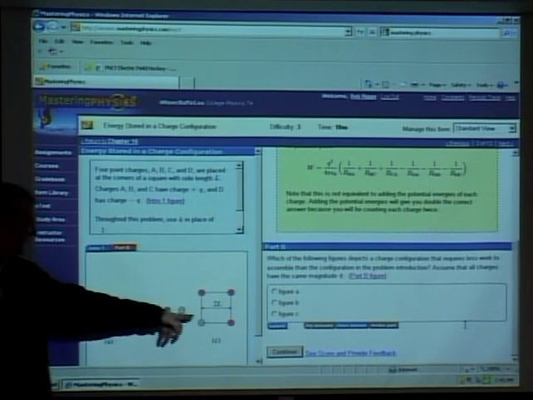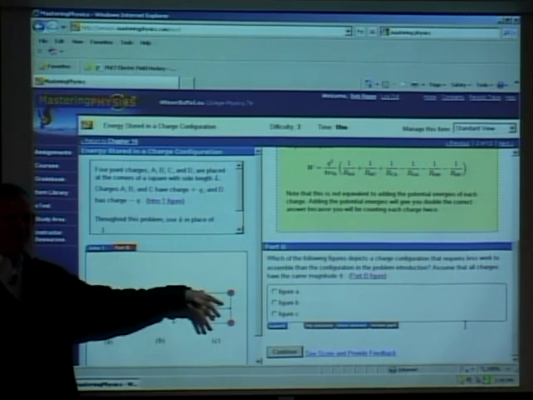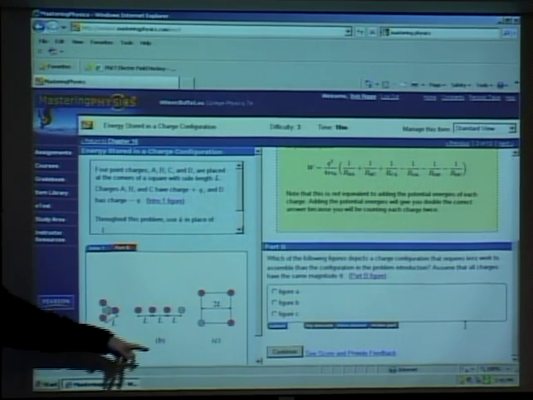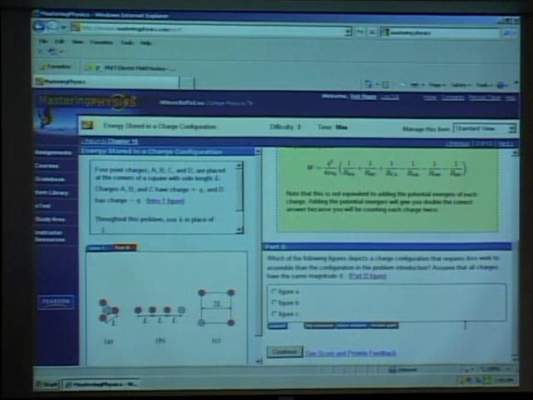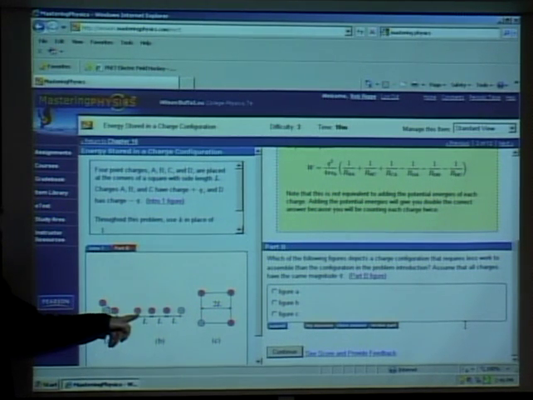Well, this is the same one. This is the same thing. It's just 2L or L, doesn't make any difference. So this one's 0. B? You think it's B?